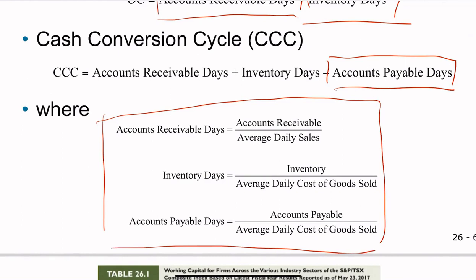So accounts receivable days is calculated as accounts receivable divided by average daily sales. Inventory days is calculated as inventory divided by average daily COGS. And accounts payable days is calculated as accounts payable divided by average daily COGS.